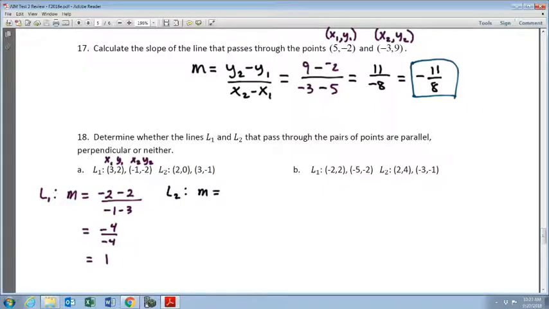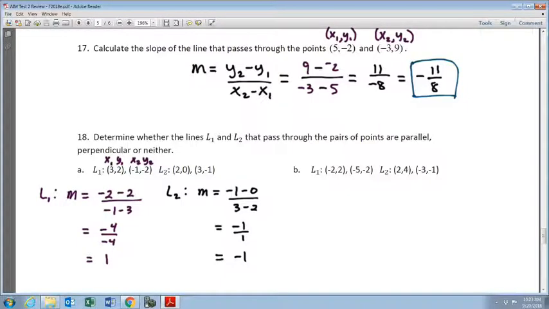For our second line, let's see, we're going to have negative 1 minus 0 over 3 minus 2. And so we're going to get negative 1 in the numerator and 1 in the denominator, so that's negative 1.